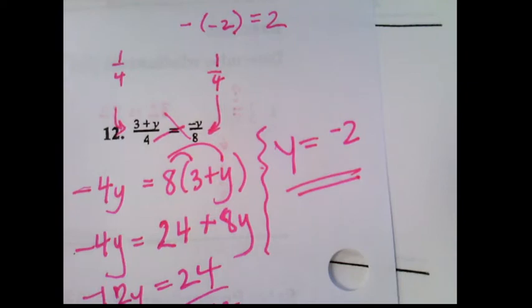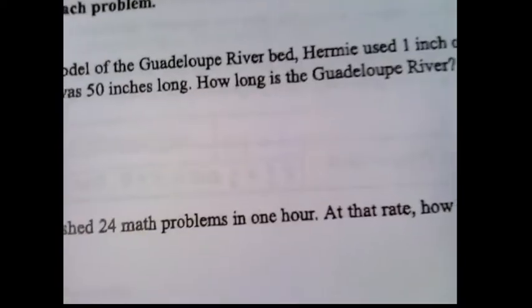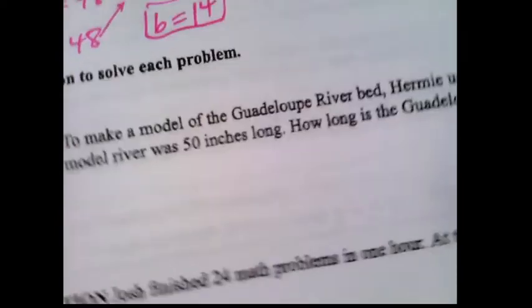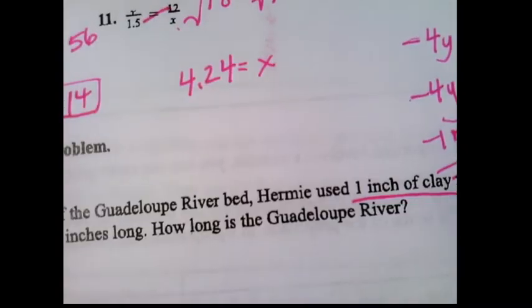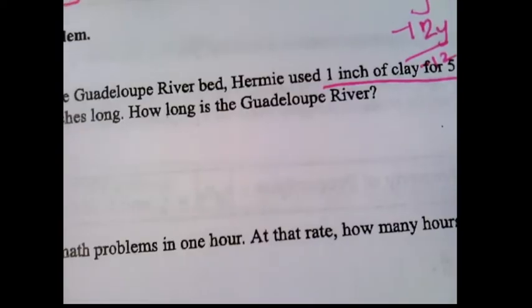Okay. All right, now we have a couple of models down here that I want to make sure we understand how to do. So looking at number 16, it says, to make a model of the Guadalupe River bed, Hermie used 1 inch of clay for 5 miles of river water. Okay, I might underline that in my problem there. Just underline that. Okay. So 1 inch equal to 5 miles of the river's actual length. His model river was 50 inches long. How long is the Guadalupe River?